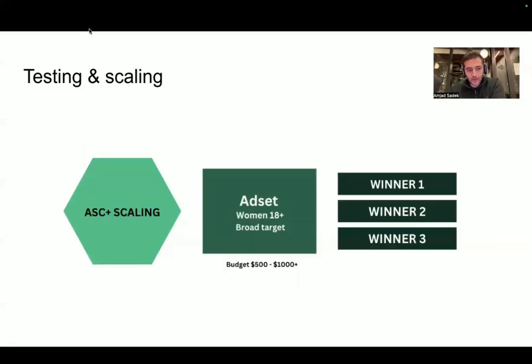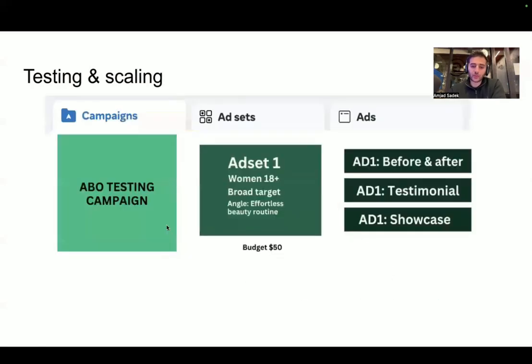The scaling campaign is very simple. Sometimes you go with the Advantage Plus campaign. It's one type of the campaigns Facebook and other platforms offer. Some platforms call them differently. But yeah, we make one campaign, and in this campaign, you will have only one ad set. And in this ad set, you go broad, you put your targeting, and here the budget will be higher, like from 500 to 1,000 plus. And in this campaign, we will have only the winning creatives we got from this testing campaign.